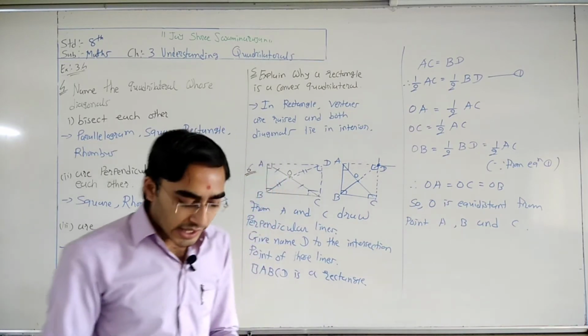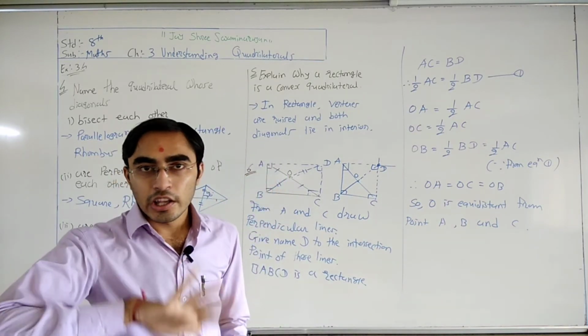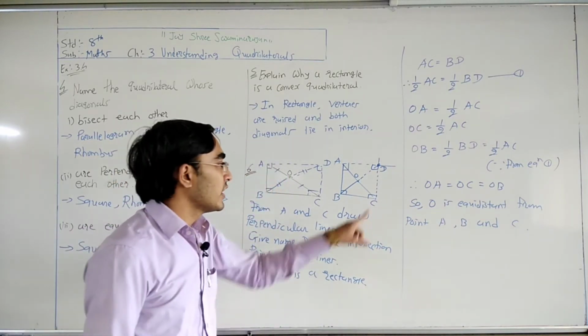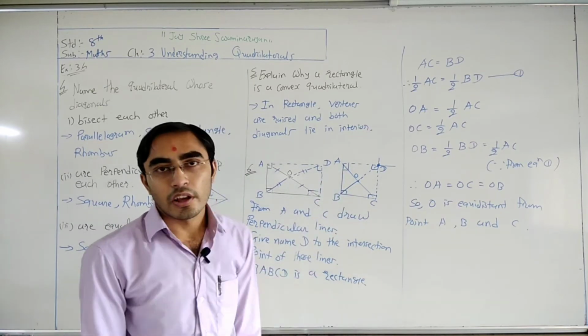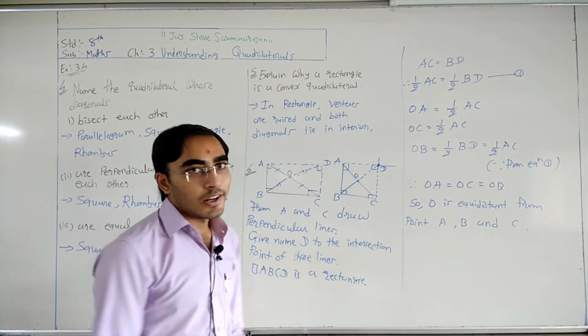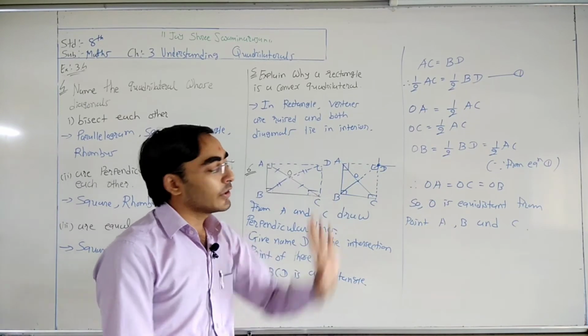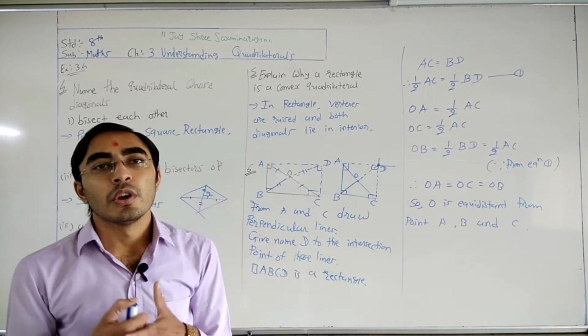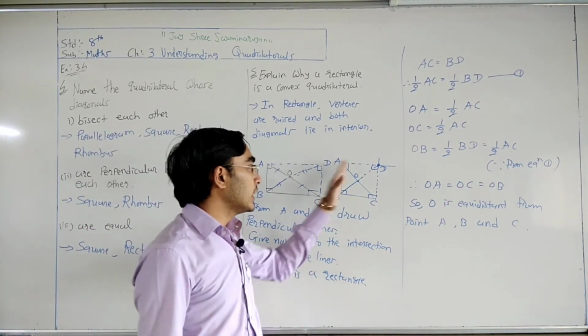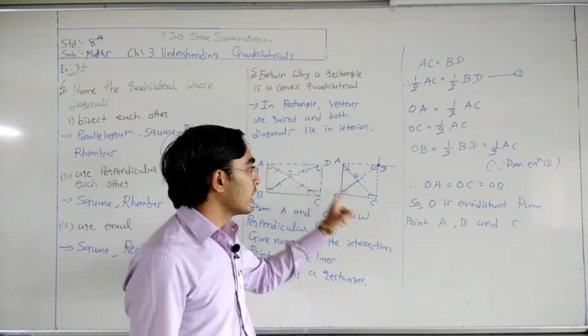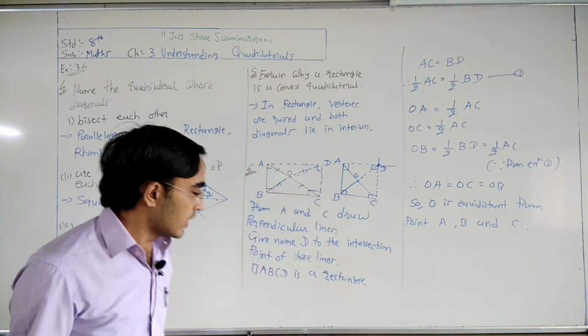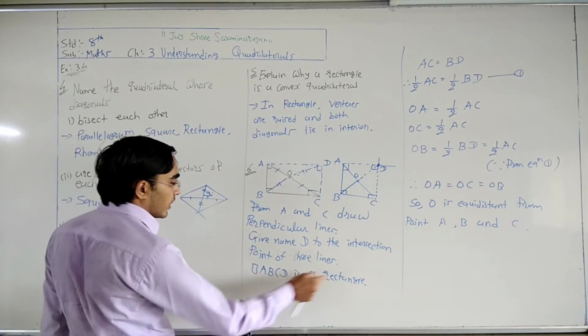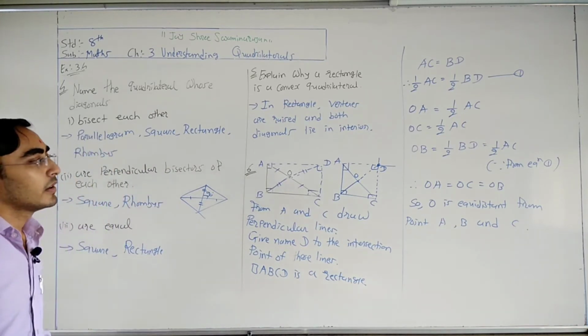Because the sum of all the angles of a quadrilateral is equal to 360. 90, 180 plus 90, it's 270. So definitely this fourth angle is equal to 90 degrees. And if all the angles are 90 degrees, then it makes a rectangle. That's why quadrilateral ABCD is a rectangle.